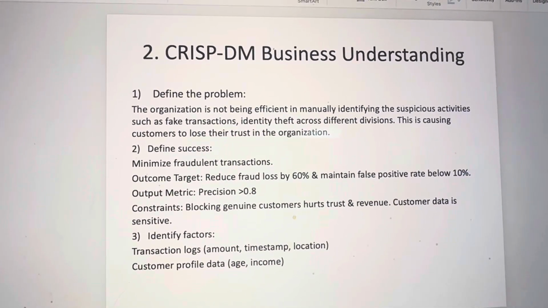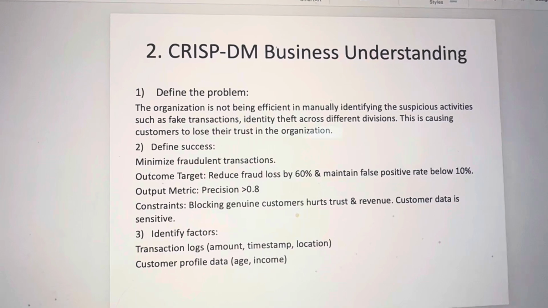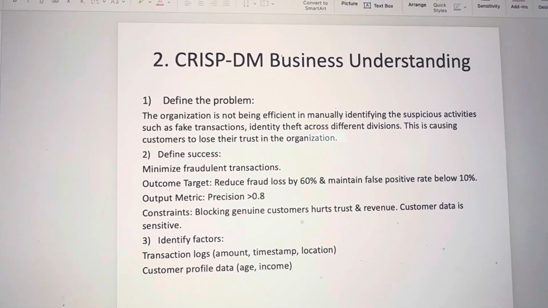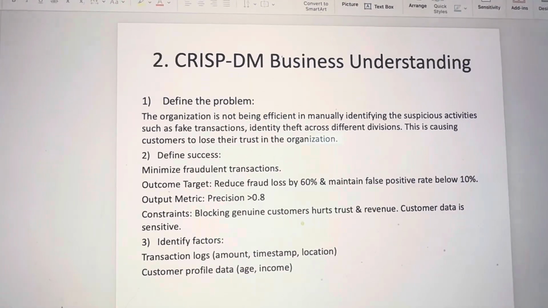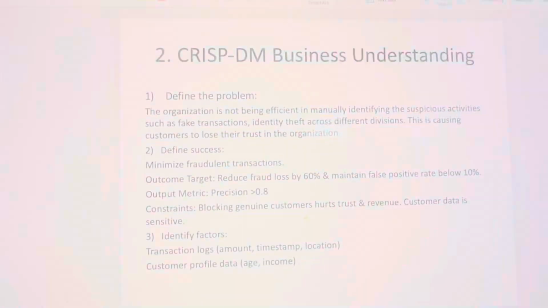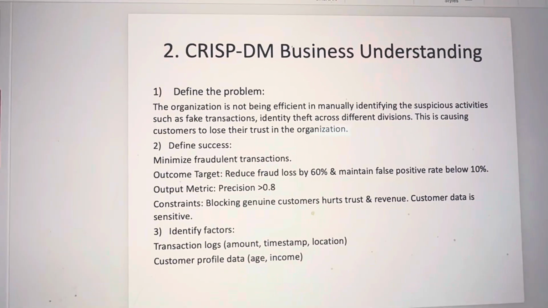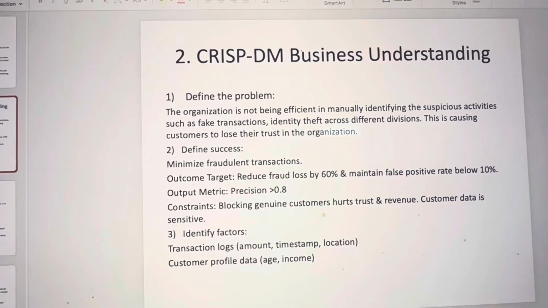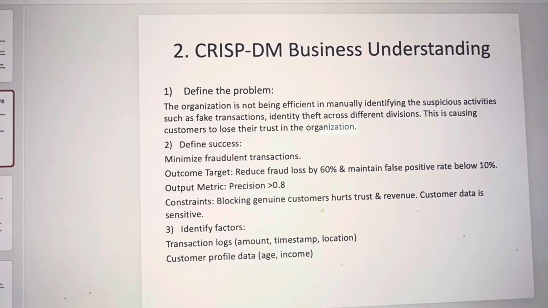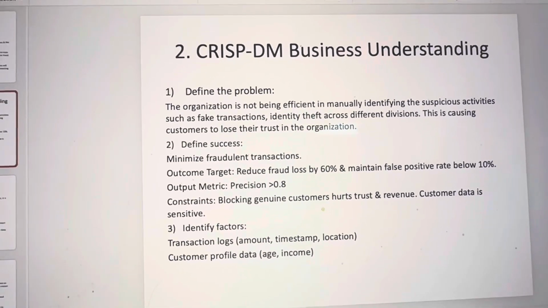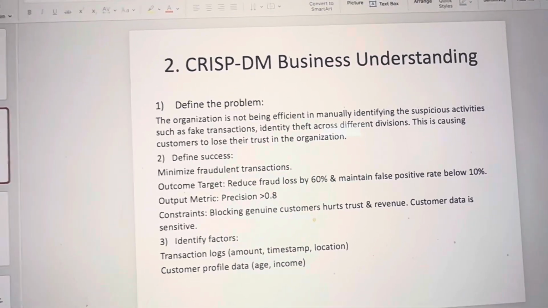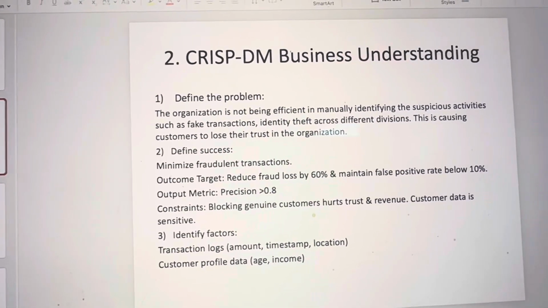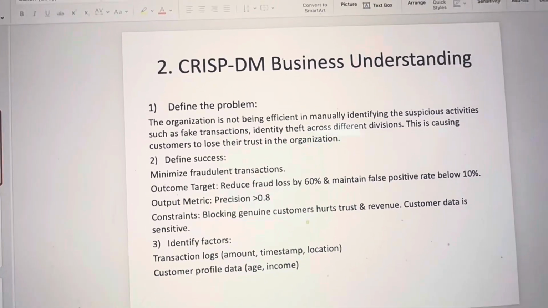And for training the model, we have different factors that we need to take into consideration, such as transaction logs, like how much amount is transacted and what location the transaction happened in, and the customer profile data, like which age group has the most transactions and which income section has more transactions. All these factors we can consider and use for training the model.